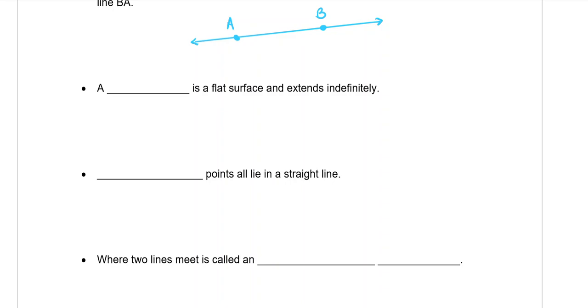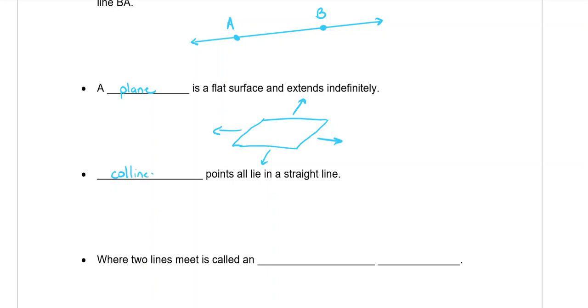A plane is a flat surface that extends indefinitely. So you could think of this as a two-dimensional piece of paper, but it has no set size, so it could extend in any direction if we wanted it to. So that's how we draw the diagram for a plane.